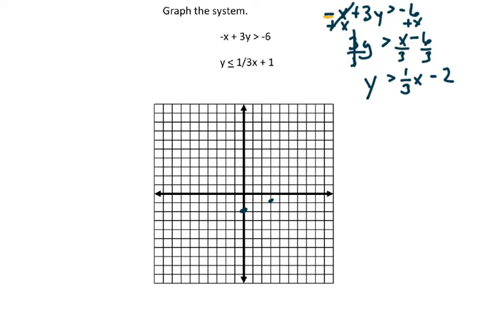Up 1, right 3. Go back to my y-intercept. We'll go down 1, left 3, just to put another dot on there. And I'm looking at this one is a dotted line because it's not equal to. There's my dotted line. The shading for this is greater than, telling me that the shading is going to be above this line.